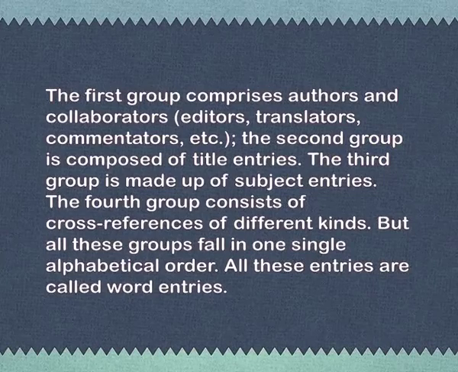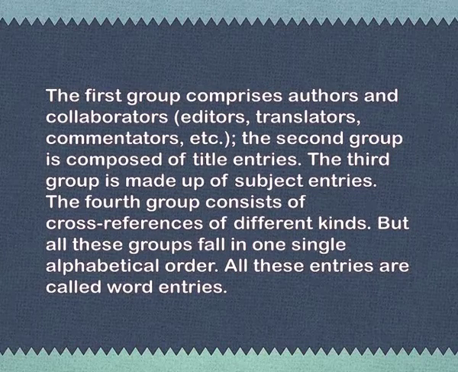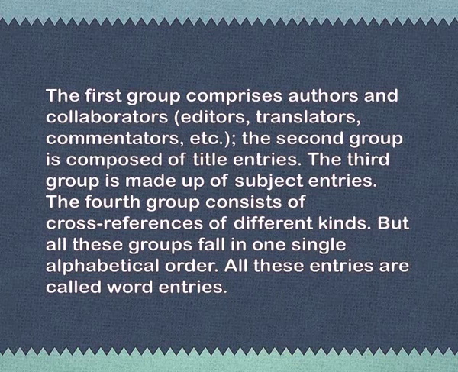A dictionary catalogue is one in which all entries, author, title, subjects, series, etc., are arranged together in one general alphabet. A dictionary catalogue consists of four different groups of entries, each containing different types of bibliographical elements. The first group comprises authors and collaborators: editors, translators, commentators, etc. The second group is composed of title entries. The third group is made up of subject entries. The fourth group consists of cross-references of different kinds. But all these groups fall in one single alphabetical order. All these entries are called word entries.